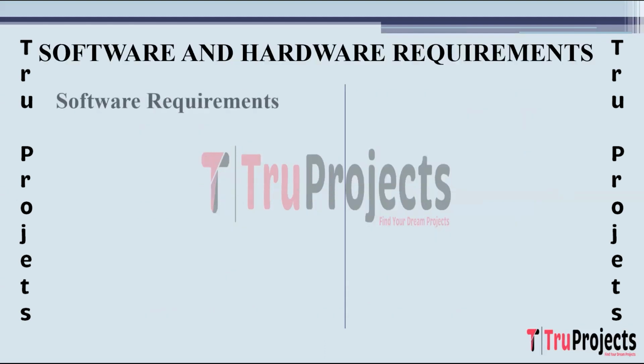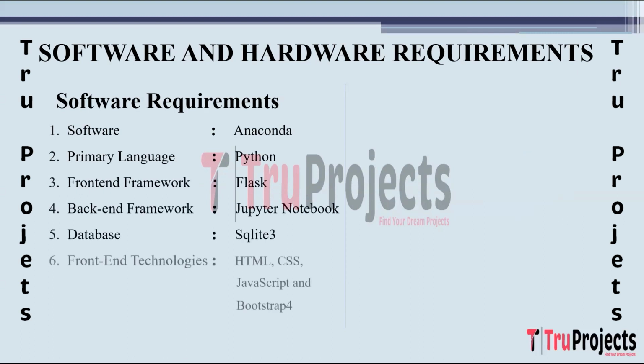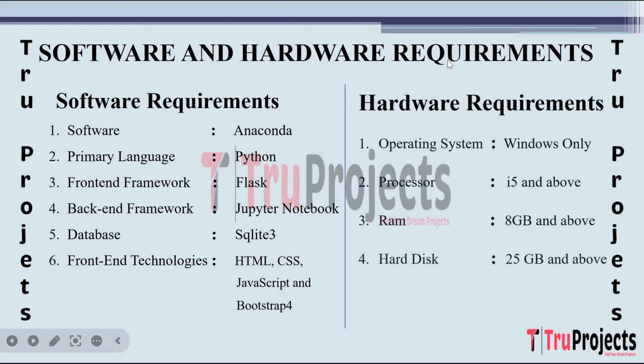Software and hardware requirements. Software requirements of the project are: software is Anaconda, primary language is Python, front-end framework is Flask, back-end framework is Jupyter Notebook, database is SQLite3, front-end technologies used in the project are HTML, CSS, JavaScript, and Bootstrap 4. Hardware requirements of the project are operating system of Windows, processor of i5 and above, RAM of 8 GB and above, hard disk of 25 GB and above.